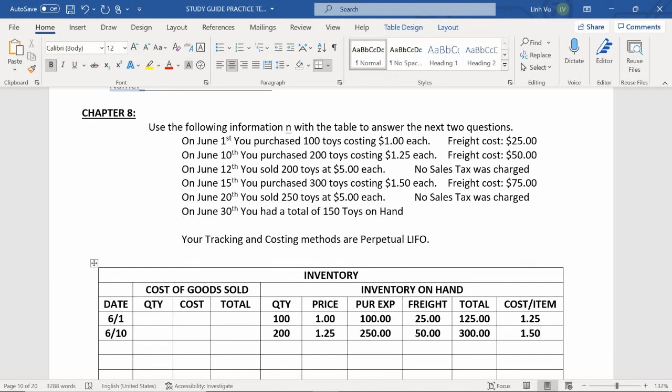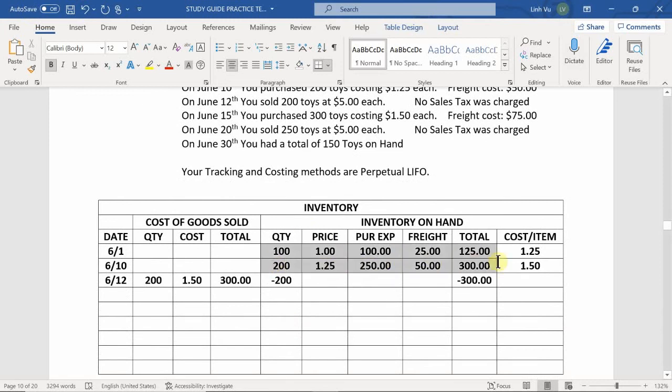$1.50. Now it says that on June 12th, you sold 200 toys at $5 each. No sales tax. So you have 200 units. What method are we using? Right, LIFO, the last one first. So $1.50. That's 300. You take all of them, so we subtract 200. If you want, you can strike through them, because you no longer have that amount. You only have 100 left.